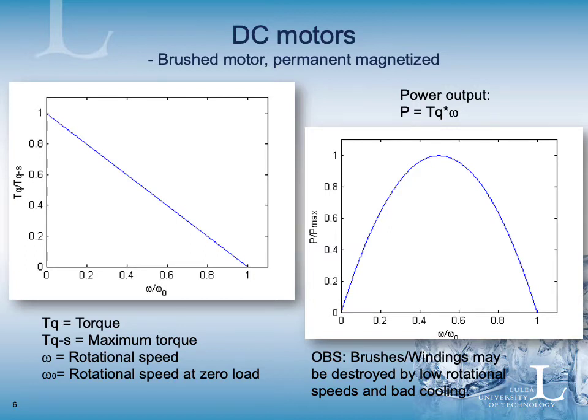However, this is the power output. The power input to the motor could be something else. So we could have a quite high power input to the motor at 0 rotational speed. This means that the brushes and windings may be destroyed by low rotational speed and bad cooling, even if the power output is 0.